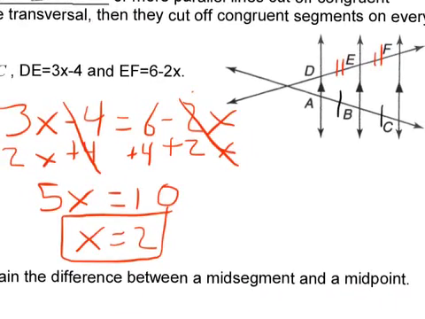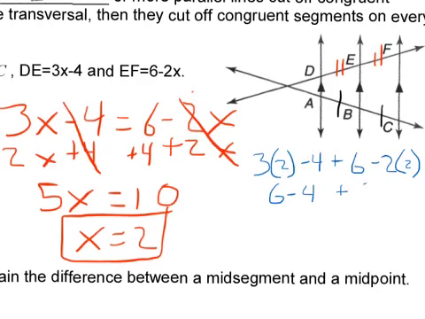Okay, so DE is 3, and instead of x, I'm going to put a 2, minus 4, and then EF is 6 minus 2, and instead of an x, I'm going to put a 2. So 3 times 2 is 6, minus 4, plus 6, 2 times 2 is 4. 6 minus 4 is 2, plus 6 minus 4 is 2, so we know that DF equals 4.